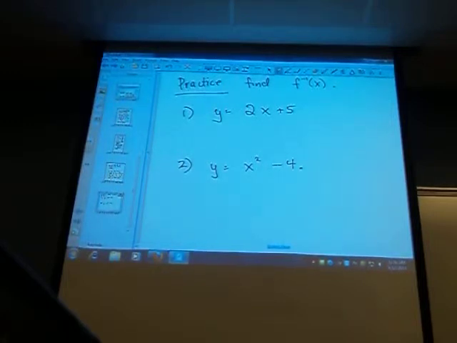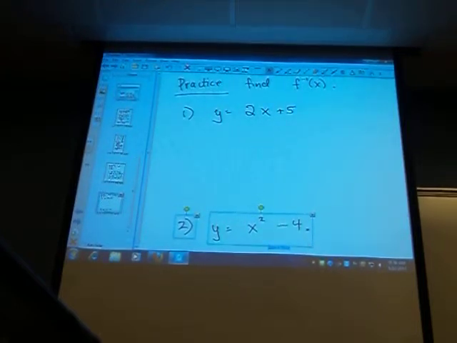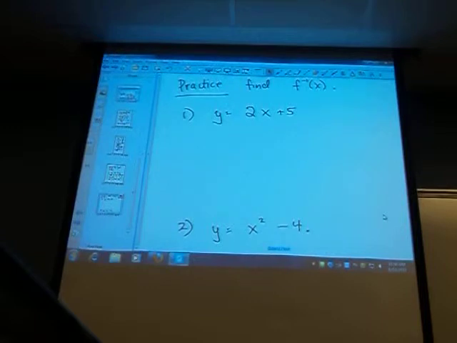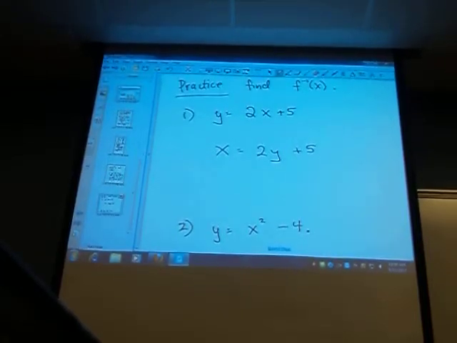Switch x and y in the equation. Okay, so what would it look like if I switch x and y in the equation? No. What if I switch x and y in the equation? I didn't say tell me the answer. I said switch x and y in the equation. x equals 2y plus 5. I switched x and y in the equation. Oh, is that simple? Not quite.